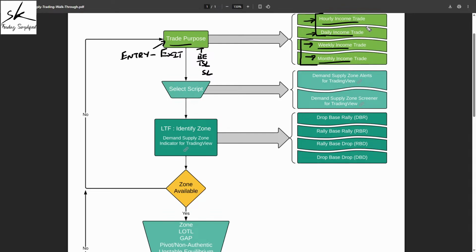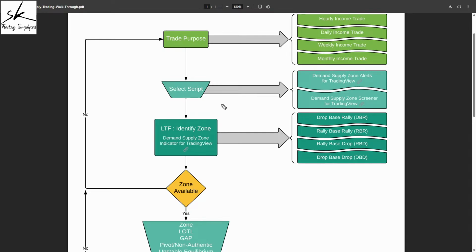But as you start having more and more experience, you start building confidence in your analysis. If you want to include daily incomes into overnight trades, that can definitely be done. But initially, we'll avoid that as a risk management rule. So my step number one was I need to define my trade purpose, and let's assume I opted I want to plan monthly income trades.